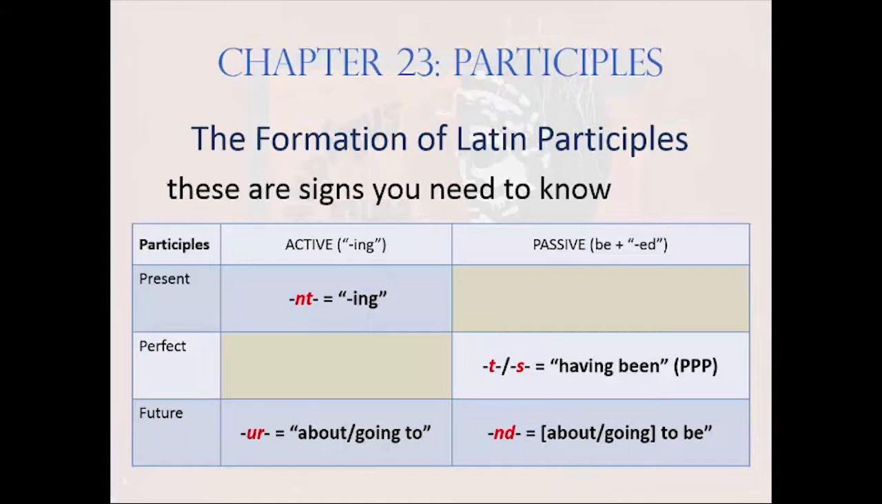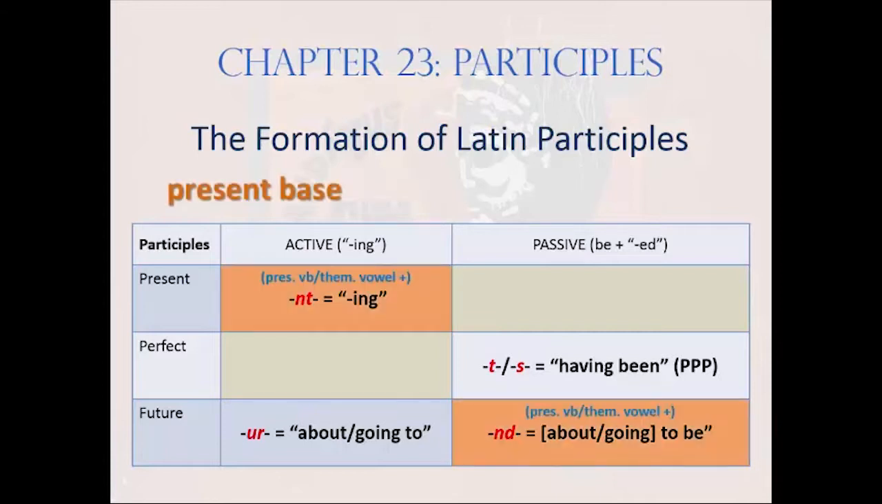-nt, present active, equals -ing. -t, perfect passive, equals having been. -tur or -sur, future active, equals about to or going to. And -nd, future passive, equals about to be or going to be.